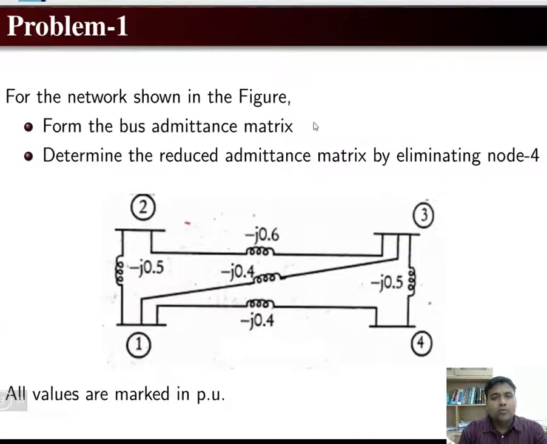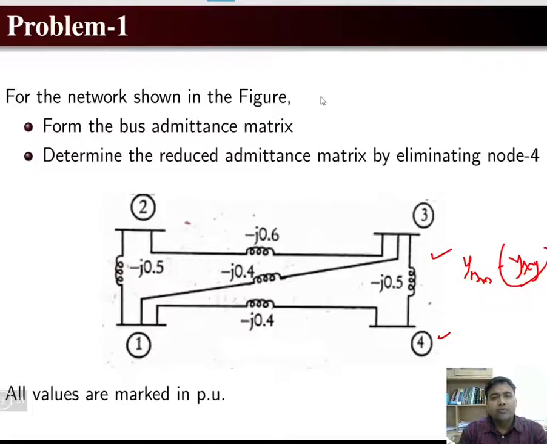So let us see problem number 1. In problem number 1, we have been given a single line diagram of a power system where we have 4 buses. So the size of Ybus has to be 4 cross 4. The size of the Ybus will be 4 cross 4.